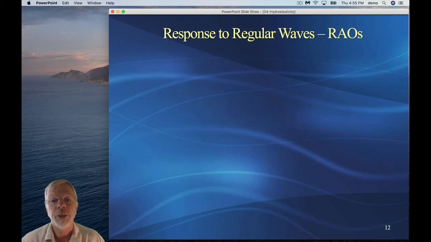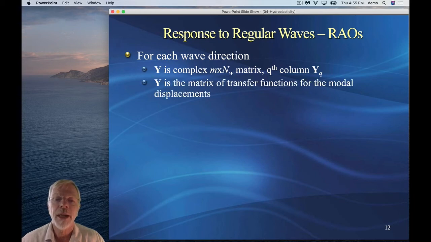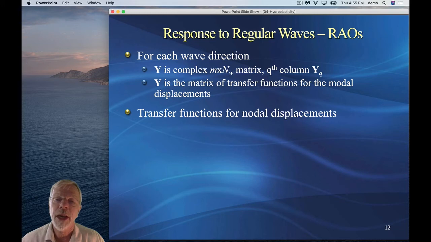Now let's consider the response to regular waves, in other words, determining the transfer functions or the RAOs. For each wave direction, Y is a complex m by nw matrix, and the qth column is y_q. Y is the matrix of transfer functions for the modal displacements. Similarly, we can calculate the transfer functions for nodal displacements very simply once we've calculated Y. These transfer functions are simply going to be psi times Y.